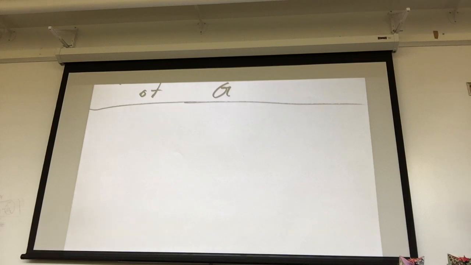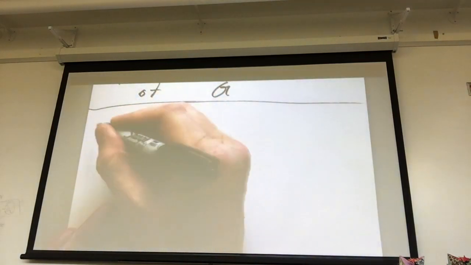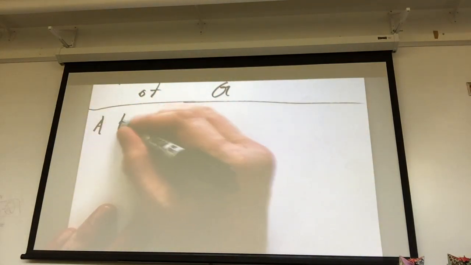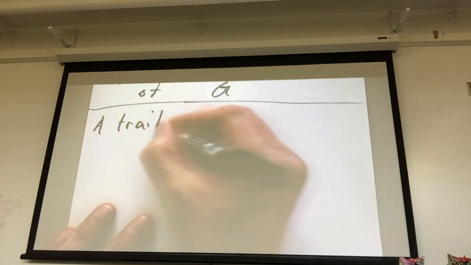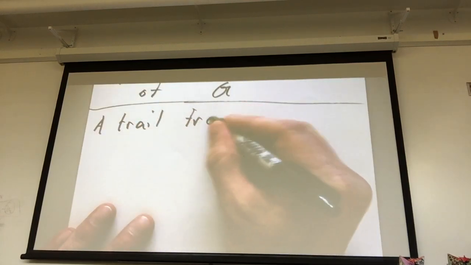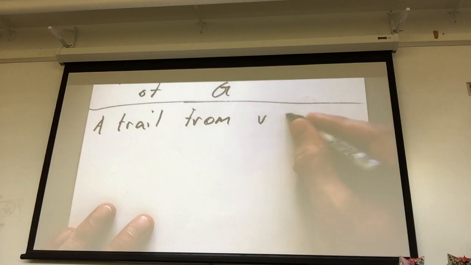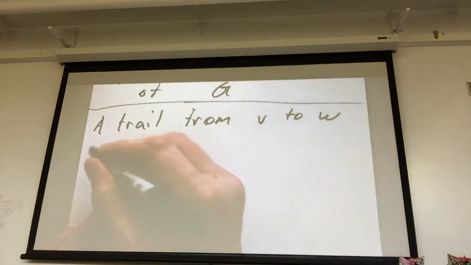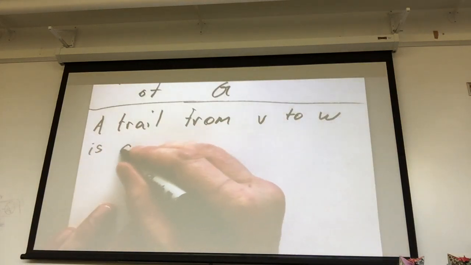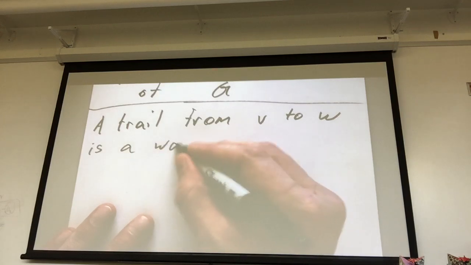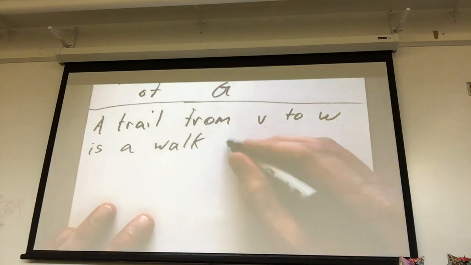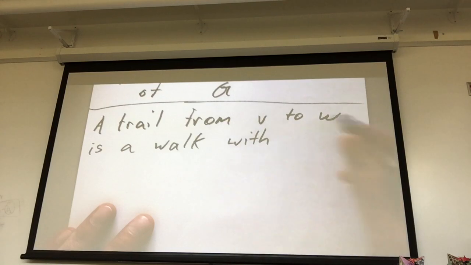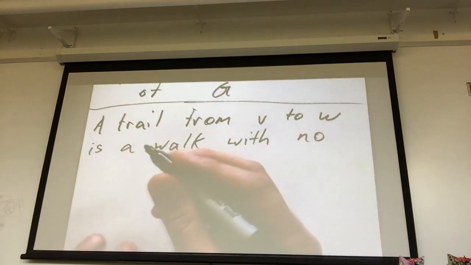Okay, so that's a walk. We're just going to walk from V to W. A trail from V to W is a walk with no repeated edges.